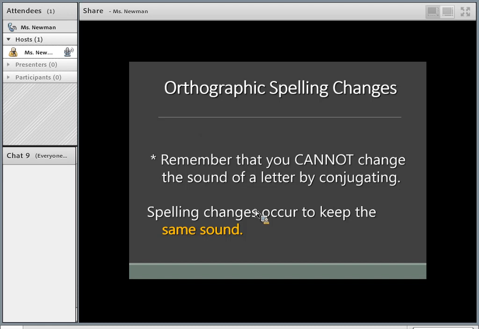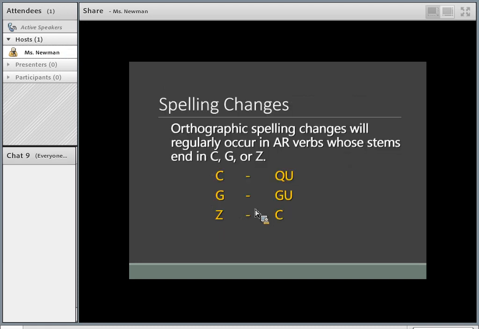So, talking about orthographic spelling changes. Remember that you cannot change the sound of a letter by conjugating. So spelling changes occur to keep the same sound. It seems all weird, but really it's because we want it to sound the same. Let's look at what we mean here.